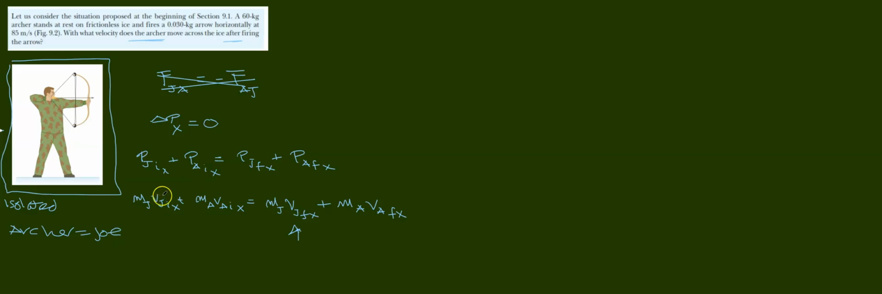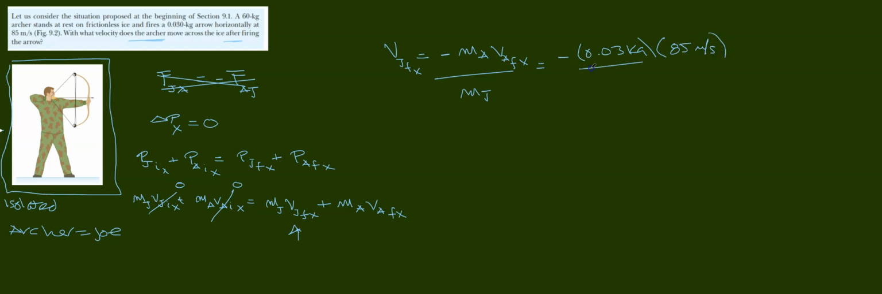First we're going to simplify. At the beginning, nothing is moving, so these two values are 0. Thank God we don't have to rewrite all those subscripts. So from the equation, we simply isolate the velocity of Joe final in the x-axis to be negative the mass of the arrow times velocity of the arrow final over mass of Joe, since this term goes to the other side as negative. And we simply substitute all the numbers. The mass of the arrow, 0.03 kilograms. The speed of the arrow is 85 meters per second. And then the mass of Joe is 60 kilograms.